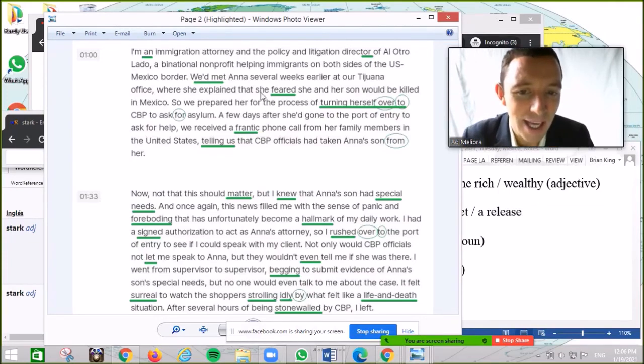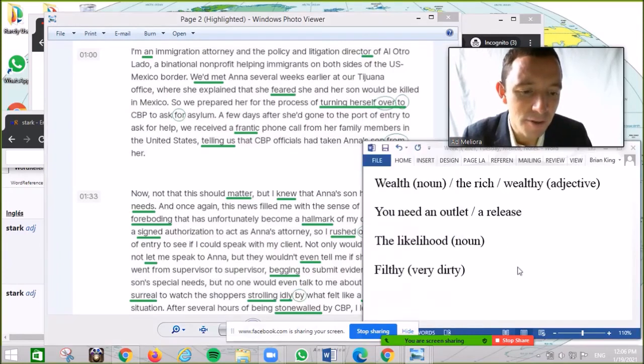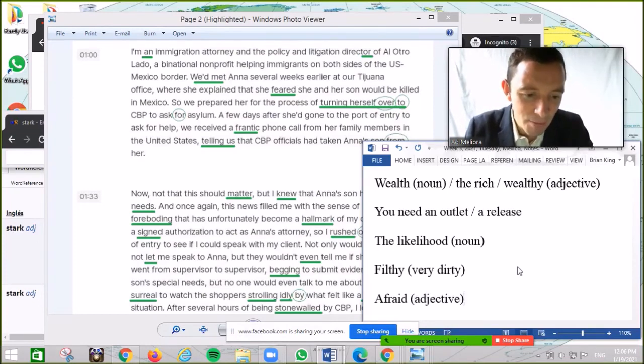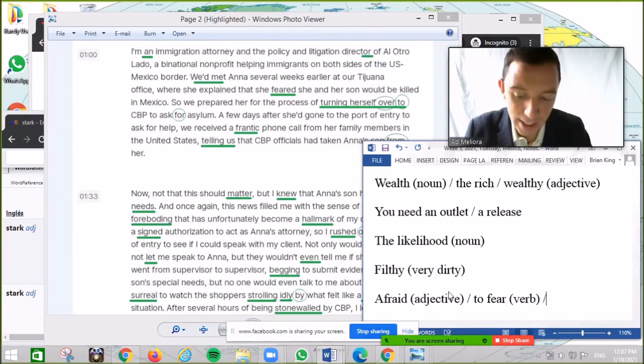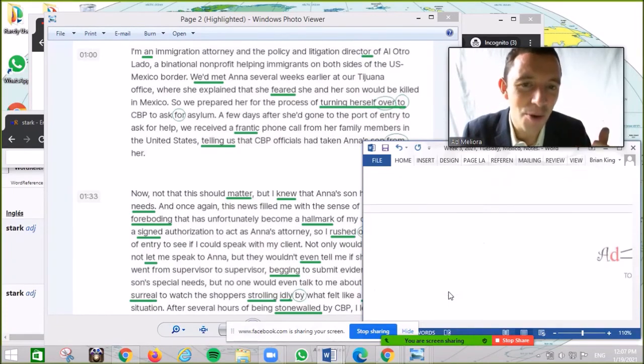So we had met, and here feared. So the verb is to fear. Miedo, very important. Miedo is the adjective afraid, pero el verbo is to fear. The verb, so very, very important. The verb is to fear, the adjective is afraid, and the noun is fear. So important that you are clear with the difference between them. And here is the verb, because we have the subject, she feared, in the past simple.